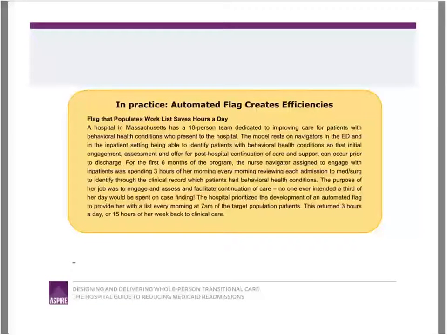Here's two examples of a flag that really creates efficiency and improvements in standard hospital-based processes. So the first is a flag that populates a high-risk patient work list. And this example comes from a hospital that has a 10-person team dedicated to improving care for patients with behavioral health conditions who come to the hospital. And so the model rests on navigators in the emergency room and in the inpatient setting being able to identify patients with behavioral health conditions so that the initial engagement, the assessment, and the offer of post-hospital continuation of care and support can occur while the patient is on site, whether that's in the ED or in the inpatient setting.